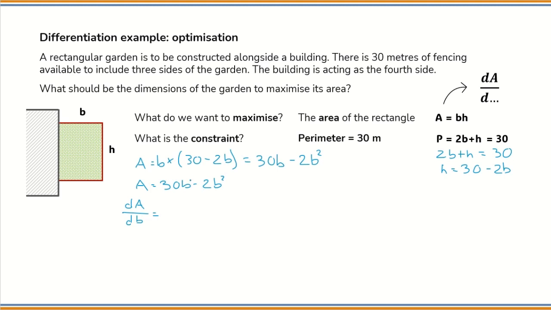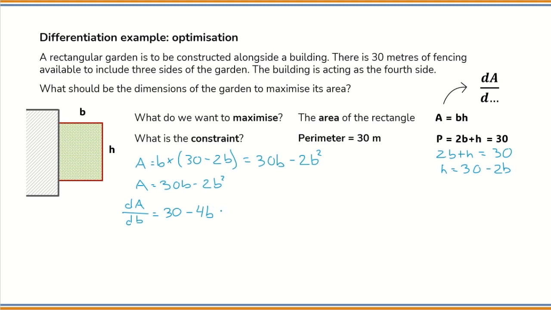Times the power of the variable by the variable and its coefficient, 1 times 30, times b to the power of 1 minus 1, which is 0. b to the power of 0 is 1. So 30 times 1 is 30. Minus 2 times 2, 4, times b to the power of 2 minus 1, 1. So we don't need to write the 1.